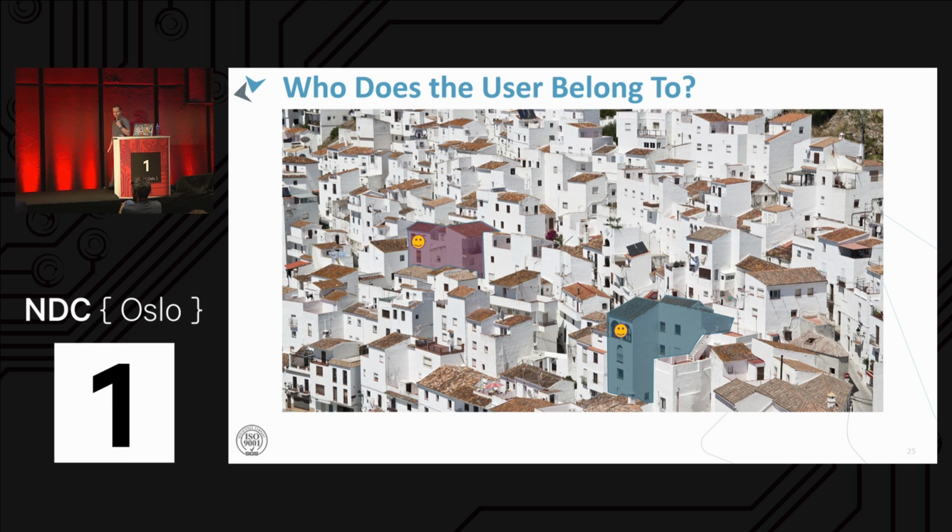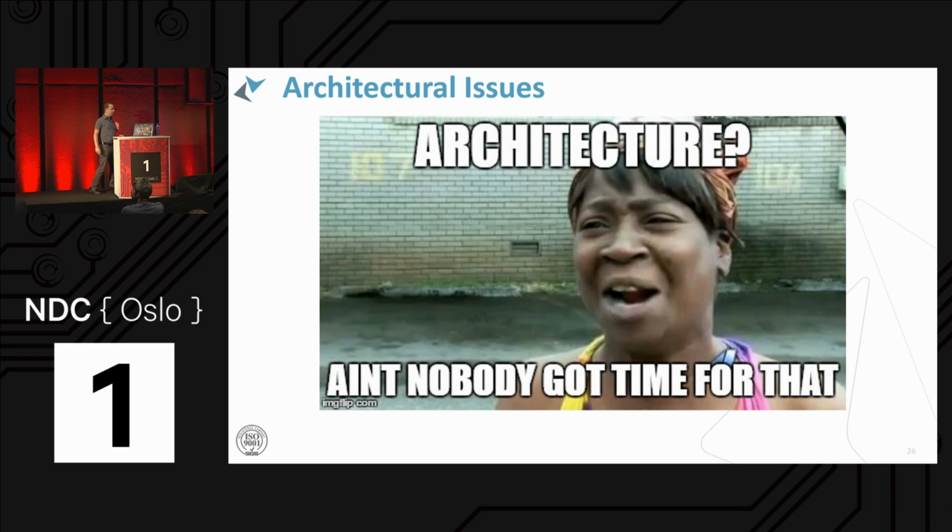Okay. So we talked about multi-tenant systems. We talked about who is the tenant. We talked about who does the user belong to. These are three basic questions that you should keep in mind and ask yourselves. Let's go talk a little bit about architecture.